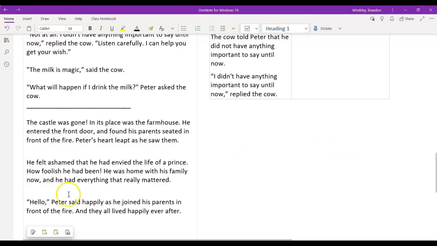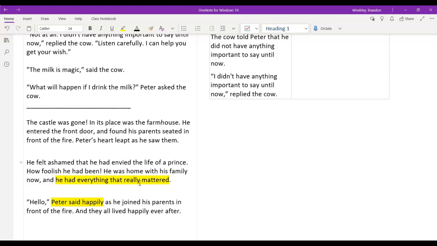Now, does it end happily ever after? Yeah, I'm saying right here that Peter said happily. And not only that, but he's with his parents. And I know he's happy to be with that because of this sentence I put in that second to last paragraph: he had everything that really mattered. He knew that his parents were the important part, not being a prince, not having no one around who cared about him. So this is my conclusion.